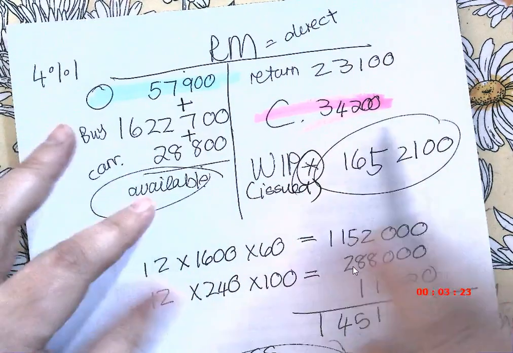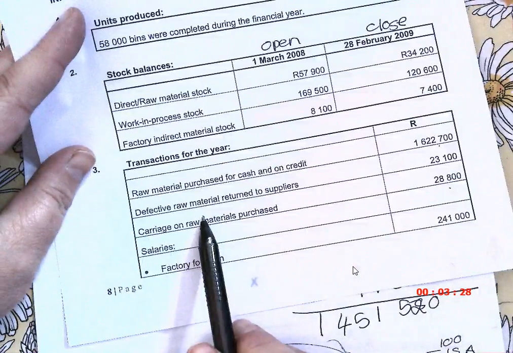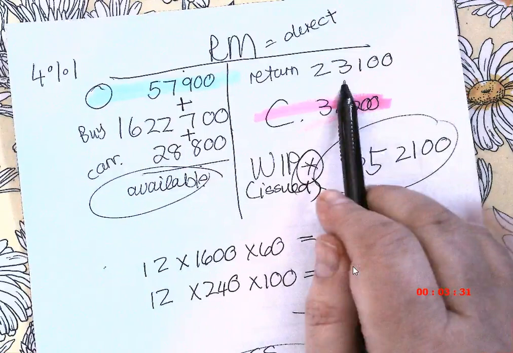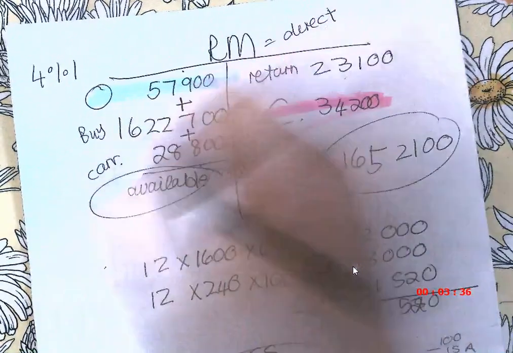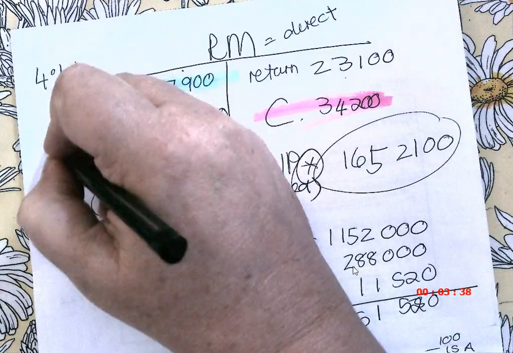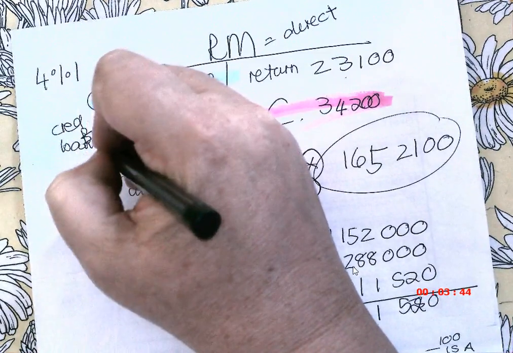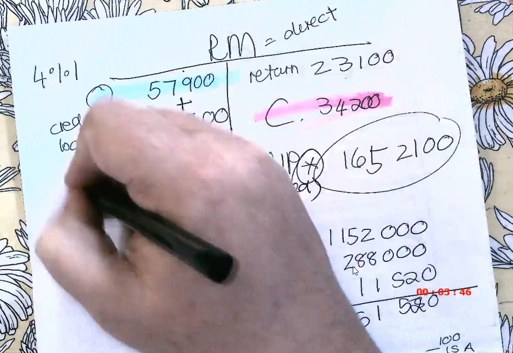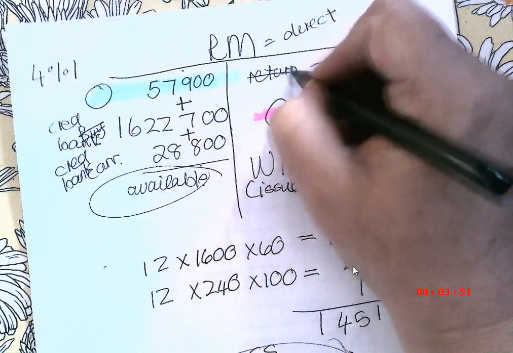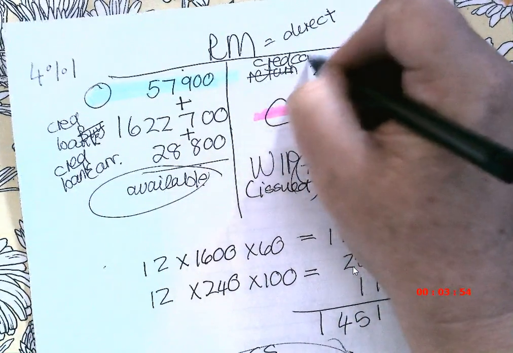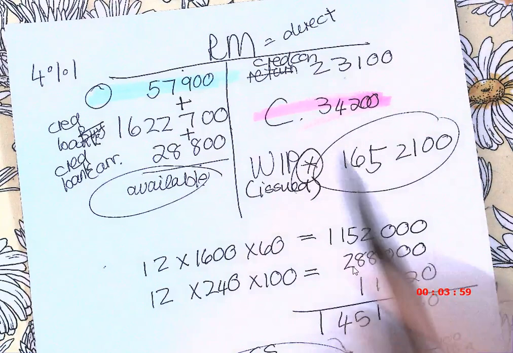Now they also said there was a return. Defective raw material was returned. That's why I return it. If I did a formal T account, I would literally here write creditors control or bank. And here, because it's cash or credit, I will write creditors control or bank. And here, if it was formal, I would not write return, I would write creditors control. You guys with me? And now they tell you what is the closing balance.